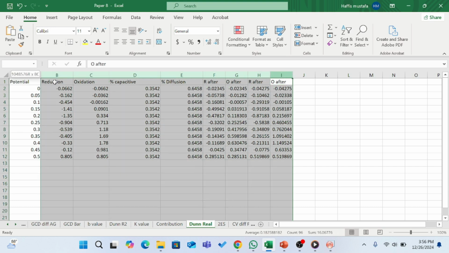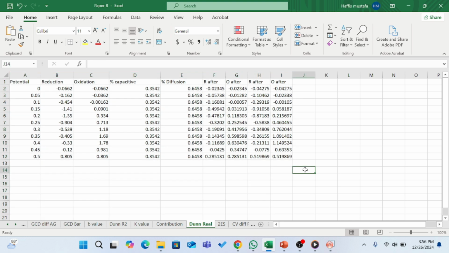So this one is important for you to get. Somebody says the data is not accurate and so on, is manipulated, because your data and my data are different, depending on your current value and your capacitive contribution, it will be different. So if you don't understand, just imagine. For example, your reduction current is 100, oxidation current, let's say the same, 100. So your capacitive may be 50%, diffusion 50%. So R after means that after the 50% capacitive contribution, your R after will be 50 because your initial is 100. Let's say in this case, your initial is 0.0662, and after 35% contribution means that 35% of 0.0662 is 0.02345.